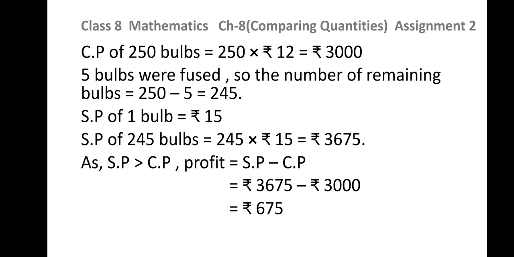So if I need to find profit percent, then first of all we need to find profit. To find profit, we need SP and CP. We have calculated SP and CP separately, and then we have compared SP and CP to see whether it is a case of profit or loss, and we have seen that SP is greater than CP, so it is a case of profit. We have calculated profit. Now we want profit percent.